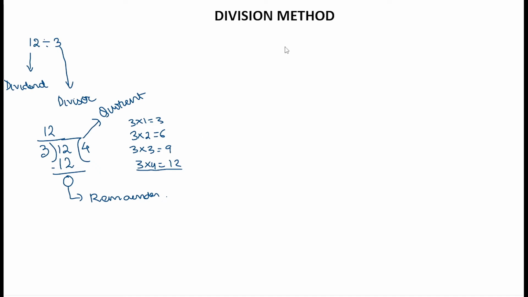Now let us take another example, like 25 divided by 3. What does that mean? That you are going to divide 25 into 3 parts. Here 25 is acting as the dividend, and 3 is acting as the divisor. So let's do 25 divided by 3. Let's see in the multiplication table of 3 whether it matches with 25 or not. If you do not get exactly 25, then the nearest number less than 25 that you get in the multiplication of 3 has to be considered.